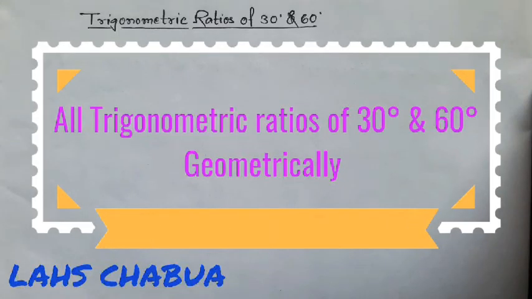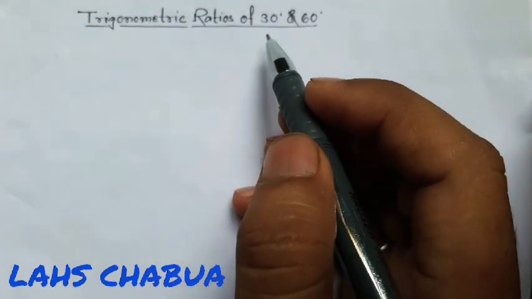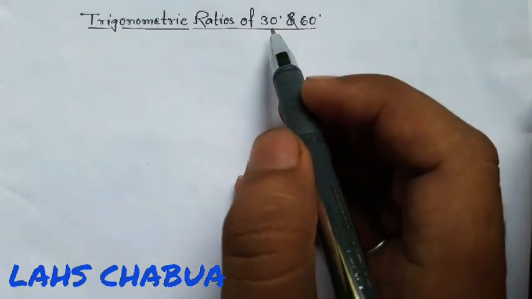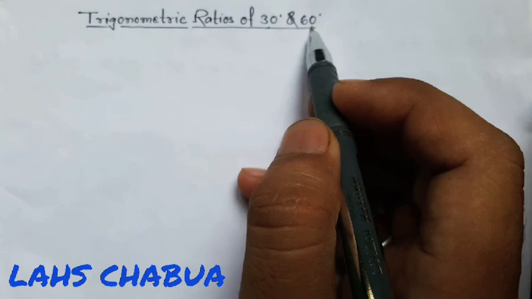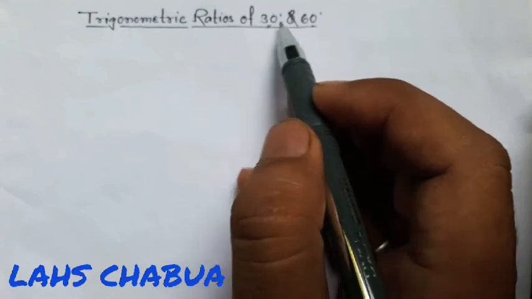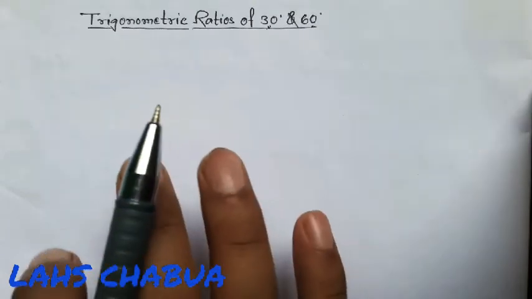Welcome back, student. Today I am going to teach you how we can obtain the values of all the trigonometric ratios of 30 degree and 60 degree. In my last video I taught you the method to obtain all the values of trigonometric ratios of 45 degree, but today we are going to get all the values of trigonometric ratios of 30 degree and 60 degree geometrically. That means what will be the value of sine 30, cos 30, tan 30, cosec, all the values for 30 degree as well as 60 degree. So let us start our video without wasting the time.